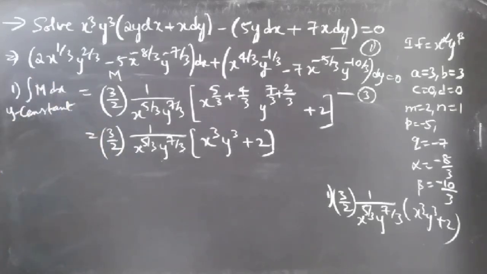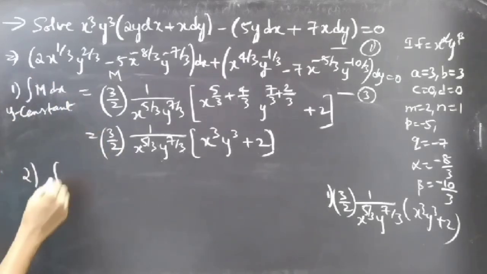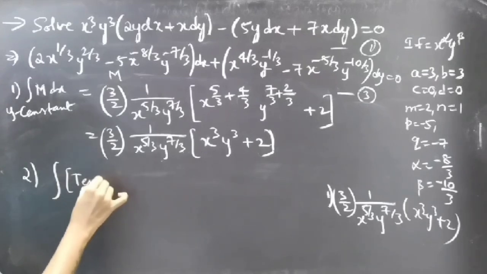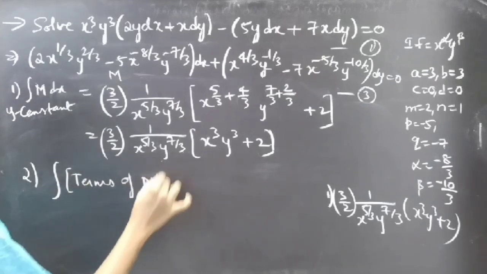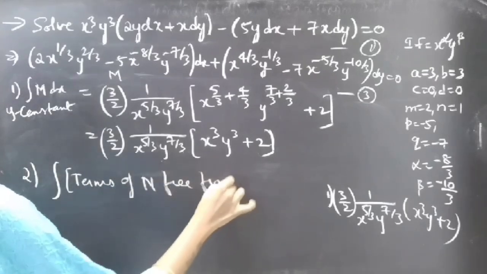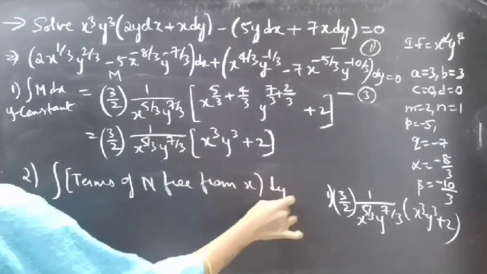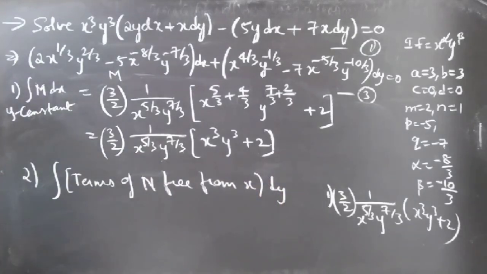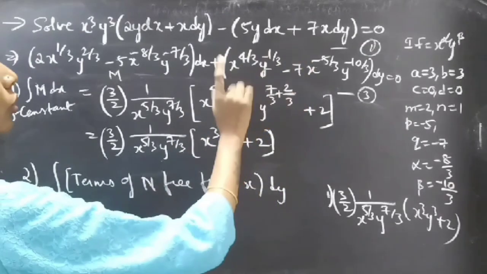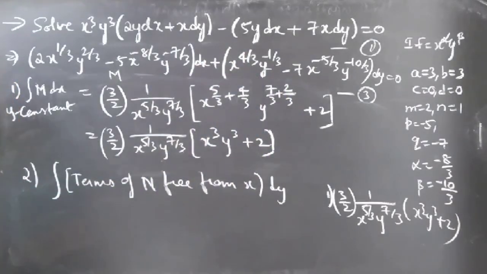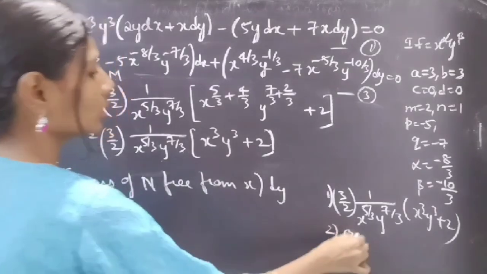Now coming to the second integral. The second integral is the integral of terms of N free from x, into dy. Now observe N. This is our N, right? We don't have terms which are free from x. So the integral of terms of N free from x is 0. So the result obtained from the second integral is 0.